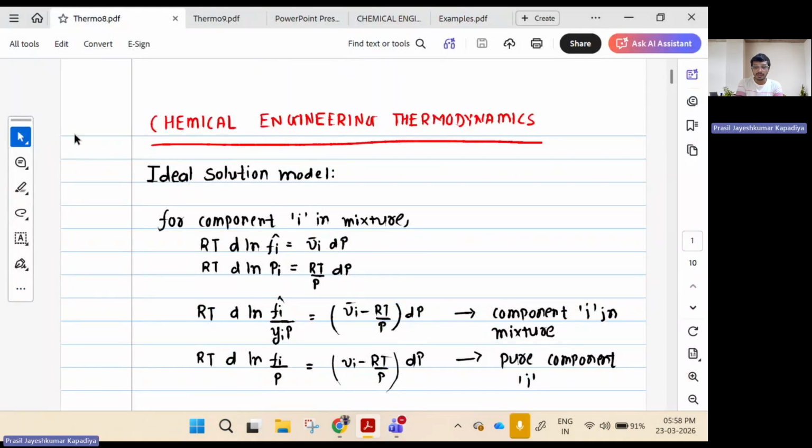So in today's class, we are going to look at more models of activity coefficient. We will try to understand what is activity coefficient, how to find it. So let's try to just have a look at what we learned in the last class.